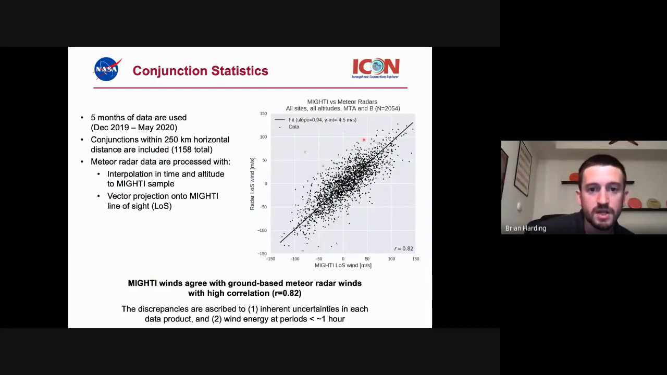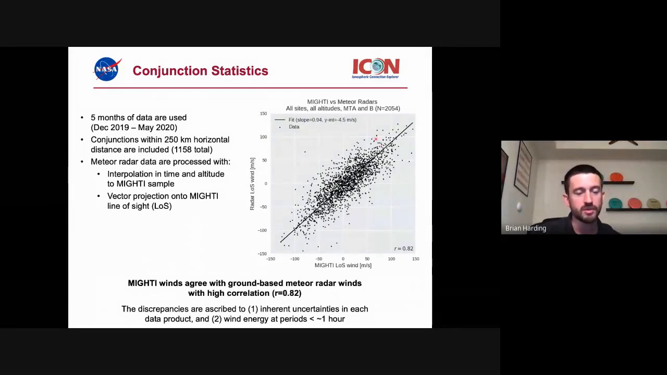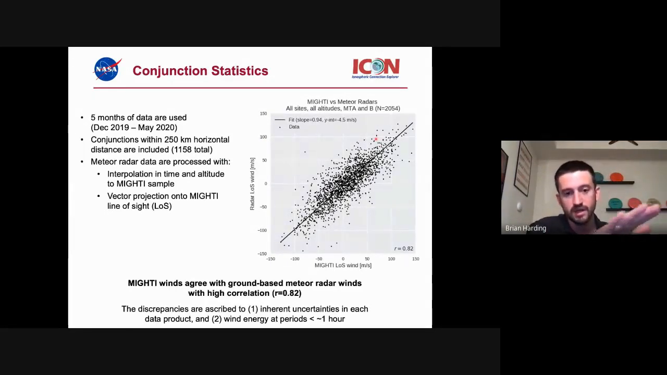So here, each dot is a conjunction, and it's shown as the radar line of sight wind versus the MIGHTY line of sight wind. The comparison I did here was just on a sensor by sensor basis. So it asked, did MIGHTY A's line of sight cross over the radar, or did MIGHTY B's line of sight cross over the radar? Doing the comparison in terms of the line of sight wind is a more natural comparison for the MIGHTY measurements, since MIGHTY A and B have different calibrations, and then I don't have to use the assumption that the atmosphere didn't change over those 5 to 8 minutes.